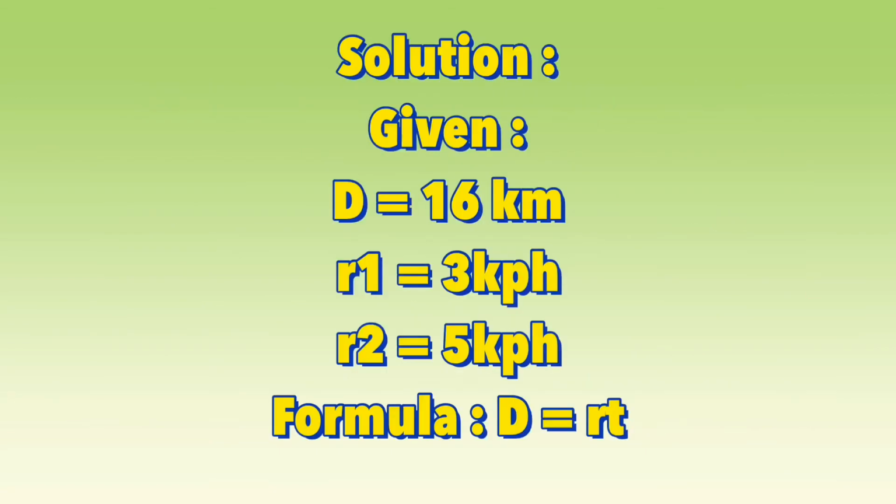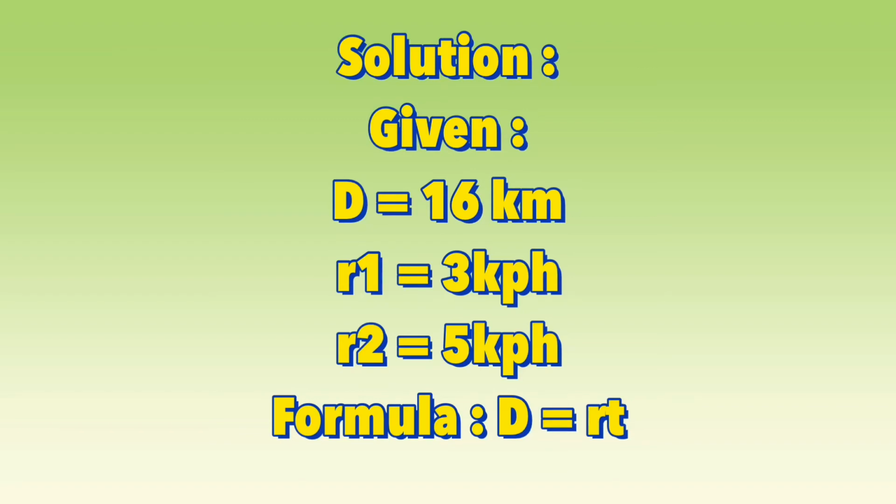Okay, our solution, we have to pick up first the given. The distance is 16 kilometers. For Lorna, we have 3 kilometers per hour the rate, and for Peter is 5 kilometers per hour. And we have to use the formula D equals rate times time. This is the constant formula, the uniform formula. When we say uniform motion, meaning to say this speed is constant.